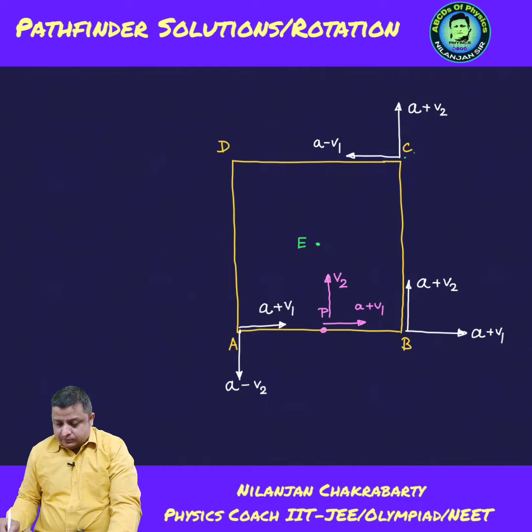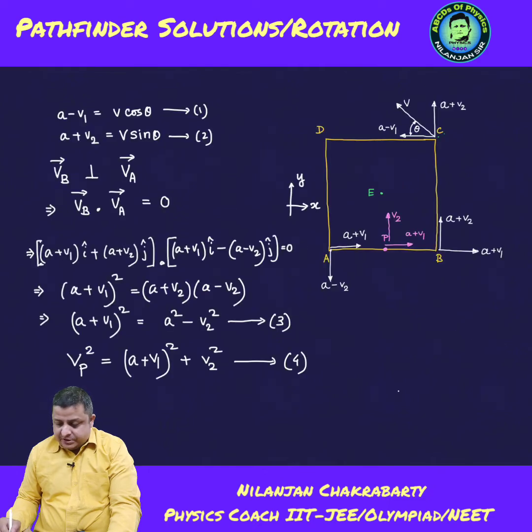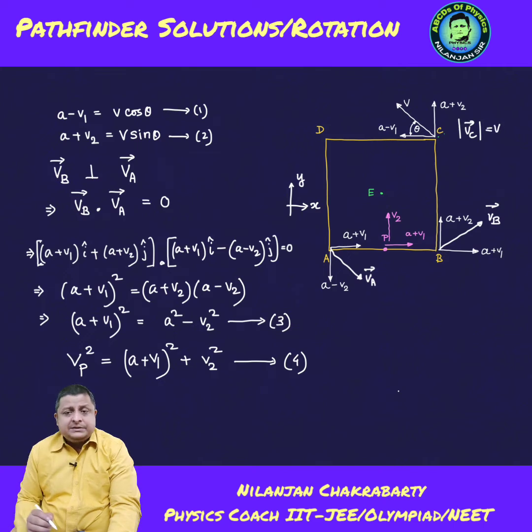Now this is the combination of the velocities. See, this is A plus v1. Now this vector sum is equal to VB, right? Sum of this is equal to VB, and there it is VA, and that is VC is equal to V, right? I mean this mod VC is equal to V as mentioned in the problem.